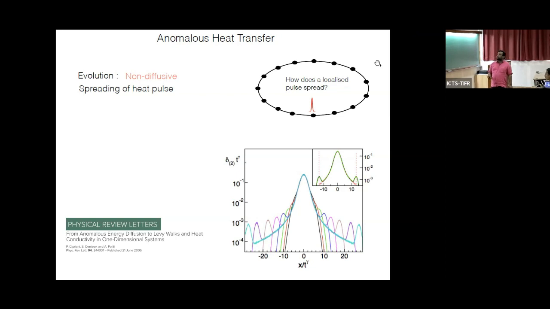In this case, you consider an isolated system. Imagine you have a ring, and you prepare the system in thermal equilibrium, and then you place a small localized pulse at some point, and then observe the spreading of this pulse. In diffusive systems, such spreading will be basically governed by diffusion. However, in systems which exhibit anomalous transport, this spreading is not diffusion. It actually has a different spreading than square root of t.